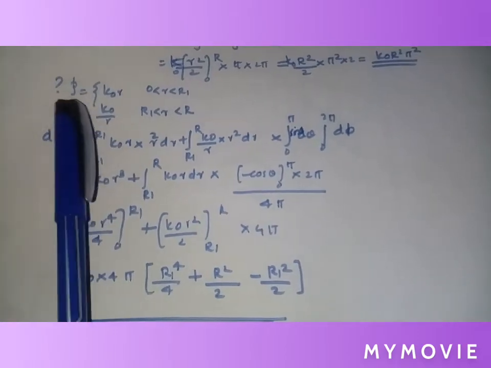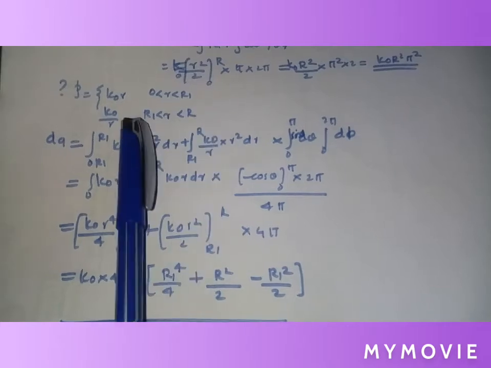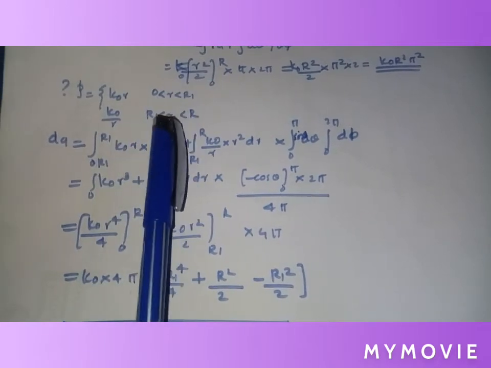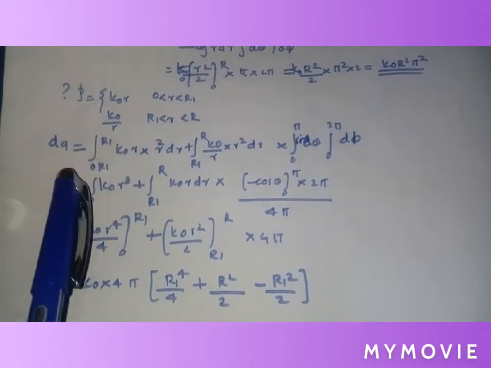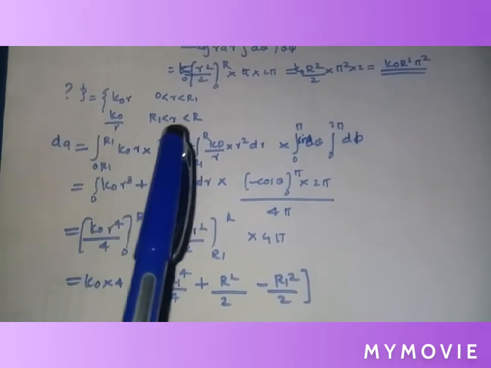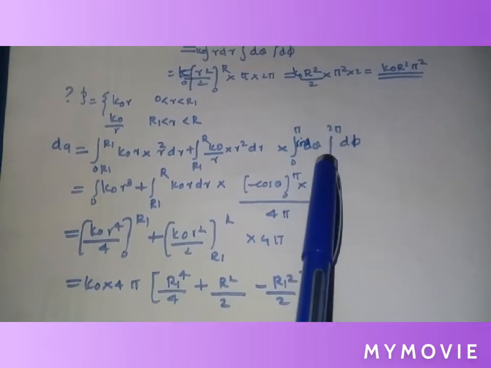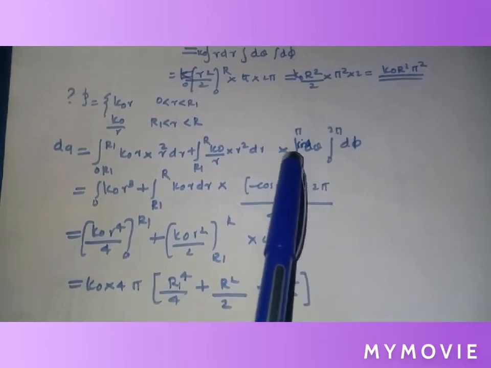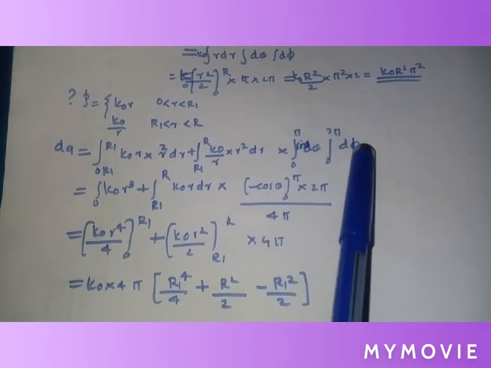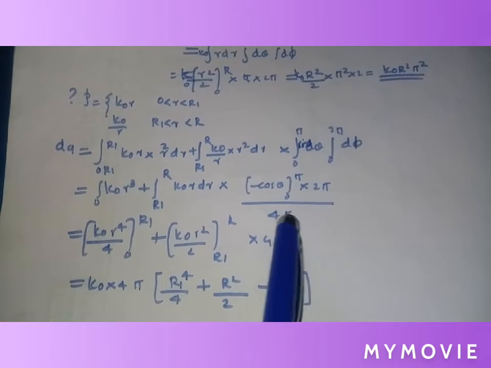Consider this question, that is rho is equal to k naught r from 0 to capital R1, and k naught by r from R1 to capital R. We know that dq is equal to integral rho dv, so dv is substituted as r square dr sin theta d theta d phi. D phi varies from 0 to 2 pi, sin theta d theta varies from 0 to pi. So the total of these limits after integration gives 4 pi.